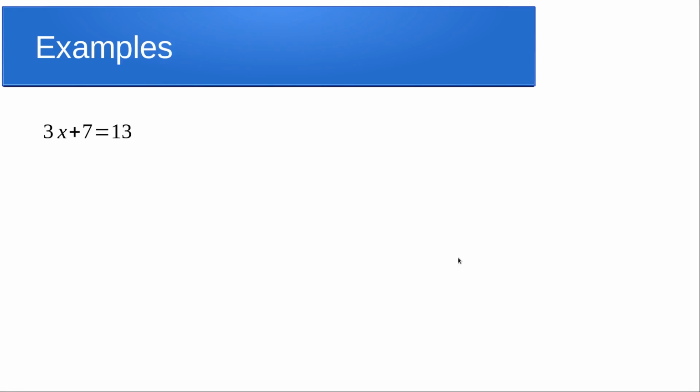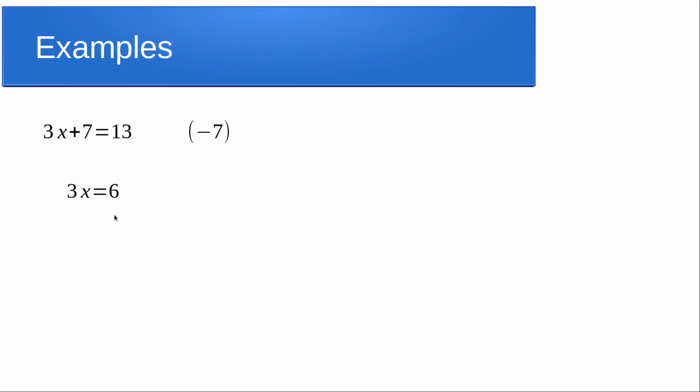Okay, let's look at a couple of examples. So here, this is our x term, this is a constant term because it's just a number, and this is another constant term. So we say, what is it that we're doing to the x term? Well, we're adding 7. We want to do the opposite and subtract 7. That will just leave us with the x term on the left hand side, and subtracting 7 from 13 is going to give us 6.